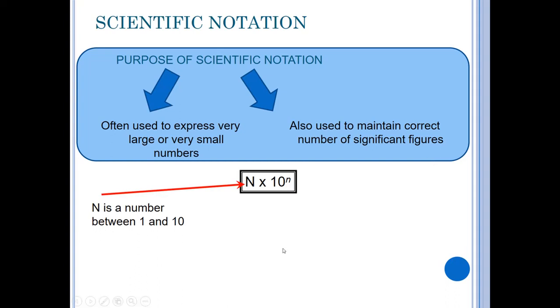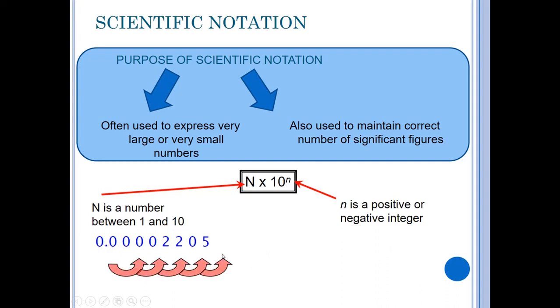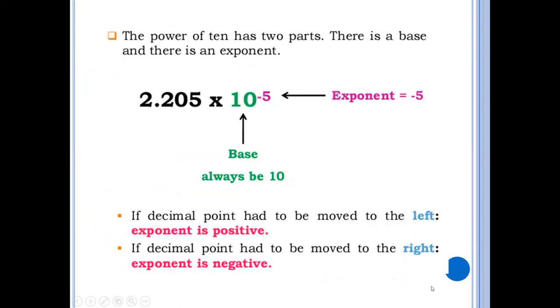N is a number between 1 and 10, and 10 to the power of n, where n is a positive or negative integer. For example, 0.000205, or here is an example of 10 to the power of negative 5, a negative integer. And a number between 1 and 10. And here is to the power of 10.